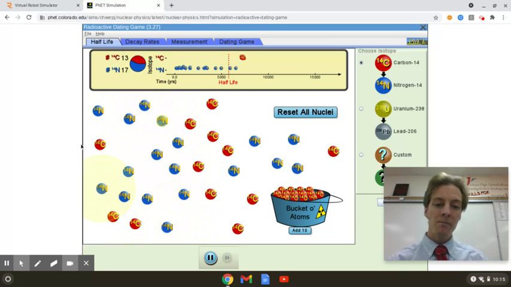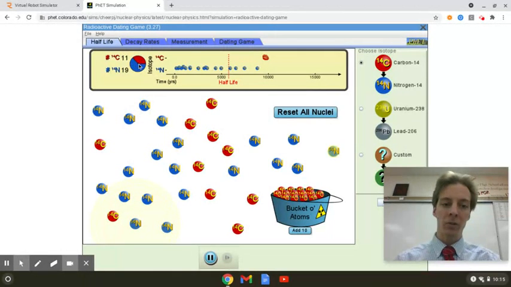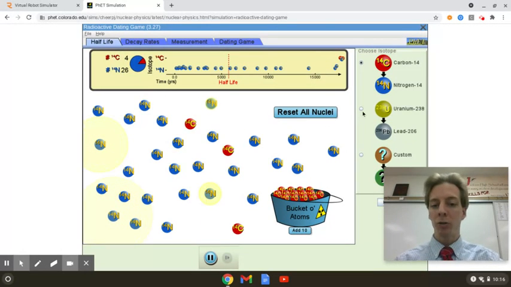And slowly, these carbon 14s are all popping and changing. Look, now we're about to approach three quarters of it to be nitrogen 14, right there, after that many half-lives. Right? So 5, 10, 15,000, three quarters of it has passed. So you can add more buckets. You can change instead of carbon, if you want to do this with uranium.